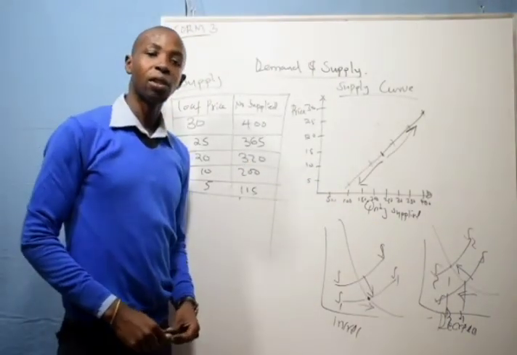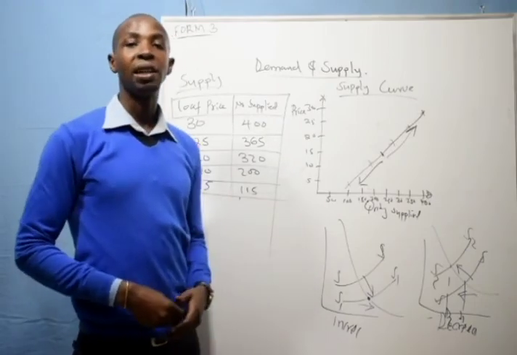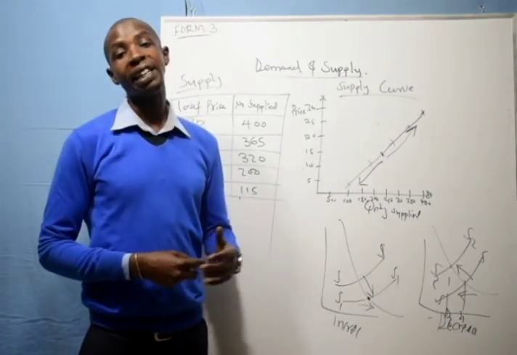Let's see other methods of determining the price. One of them is government, another one is haggling, another one is auction, and the last one is tendering.